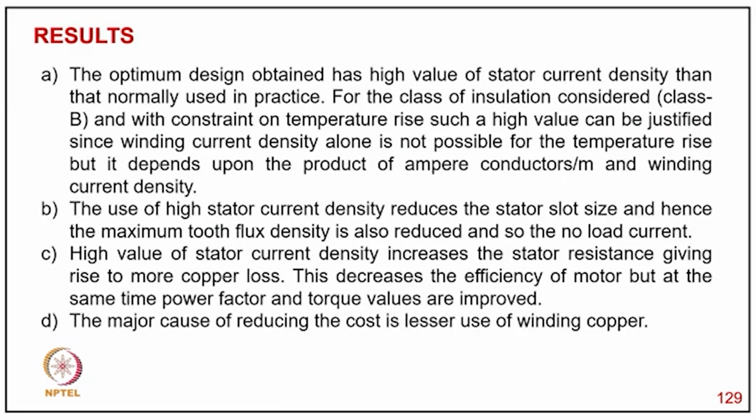The result of optimal design was obtained for a higher stator current density than normally used, for class B insulation considered, with the constraint of temperature rise, and the high value can be justified since winding current density alone does not determine the temperature rise; it also depends on the product of ampere conductor per meter and winding current density. Use of higher current density reduces the stator slot size, and hence the maximum teeth flux density is also reduced, as is the no load current. A high value of stator current density increases the stator resistance and temperature, giving a rise in the motor copper losses. This decreases the efficiency of the motor, but at the same time power factor and torque are improved. So there are a lot of contradictory effects. The major cause of reducing the cost is the saving in winding copper.